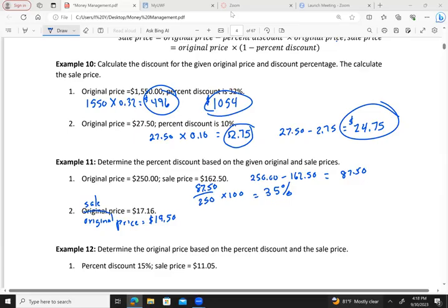Okay, so we fixed this here. The second one here, the original price is $19.50. The sale price is $17.16. So what is the discount? $19.50 minus $17.16, $2.34. So we take $2.34 divided by $19.50 times 100. So 2.34 divided by 19.5 times 100. And I get 12%.